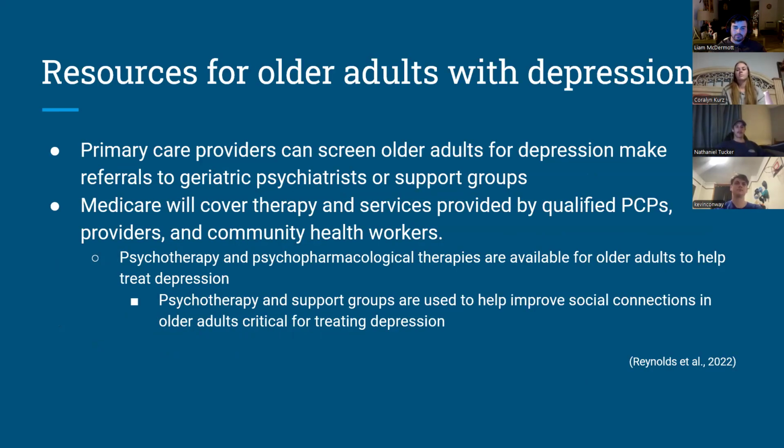And then some resources. Primary care providers can screen older adults for depression and make referrals to geriatric psychiatrists or social groups. And then Medicare will cover therapy and services provided by qualified primary care providers and community health workers. And then psychotherapy and psychopharmacological therapies are available for older adults to treat depression, with psychotherapy, support groups, and CBT being probably the leading ways to treat this. And improving social connections is critical for treating depression in older adults.